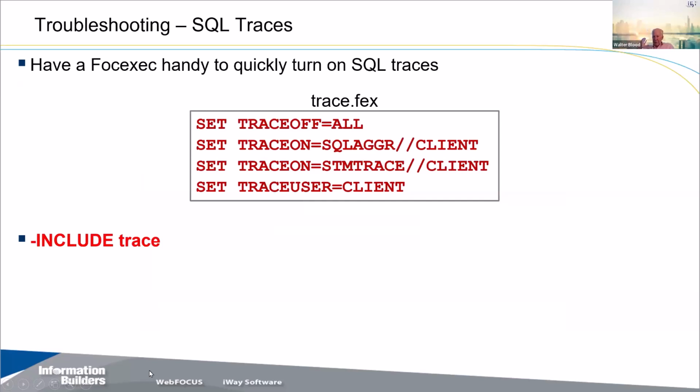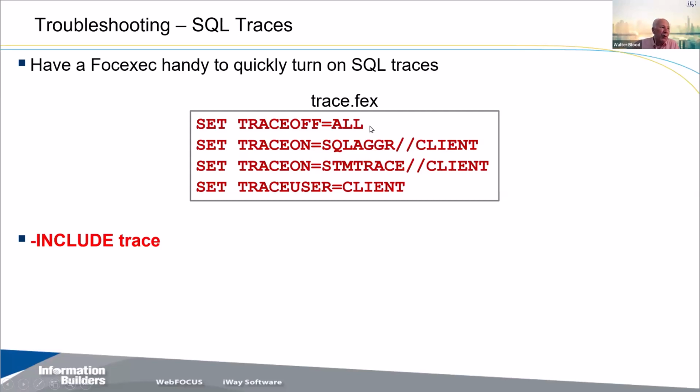Tracing. This is something that we use, maybe not constantly, but we use it. It's always good to have a little trace.fex file lying around that you can do a dash include on, and that's all you have to do. The kinds of things you're going to put in dash trace will be trace off, trace on, specifying the traces that you want to use and where it's going to go, the trace user. This could be FS trace, it could be client.